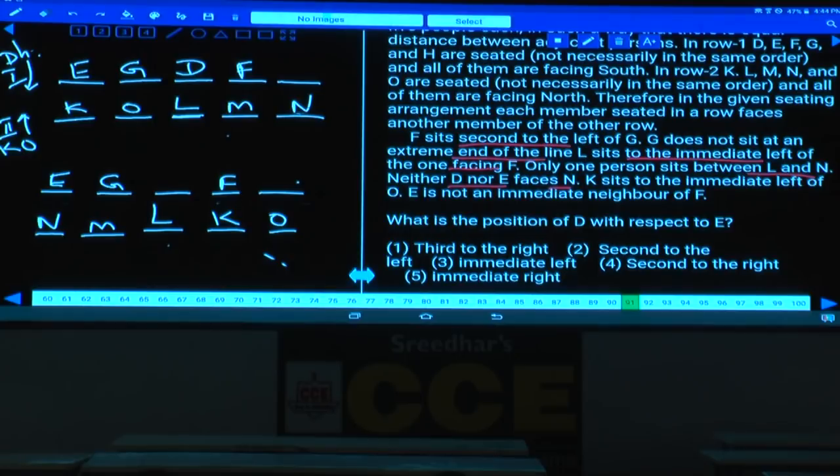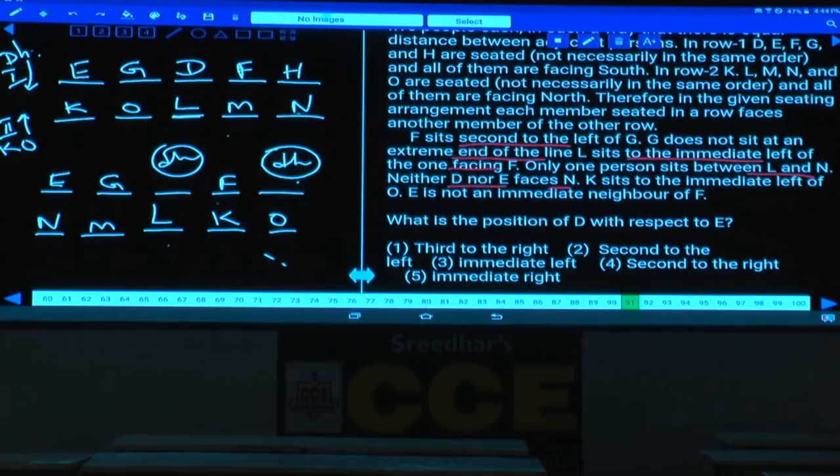If D is here, H will be here. In this case, D or H can be at this place or at this place, because neither D nor E faces N. Next one: K sits to the immediate left of O. E is not an immediate neighbor of F. Are you getting these answers or not? Then what are the possibilities we are getting here? Either D or H can be here. And the second, what is the second here?